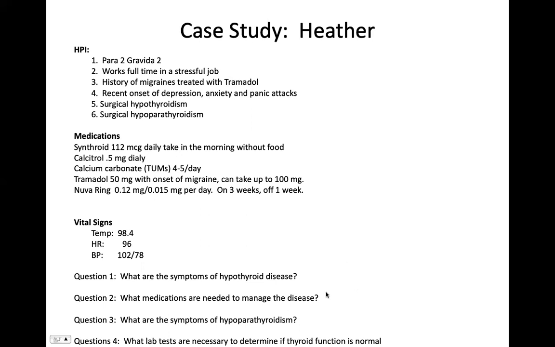Okay, so here are some questions that I want you to think about. What are the symptoms of hypothyroid disease? What medications are needed to manage the disease? What are the symptoms of hypoparathyroidism? And what lab tests are necessary to determine if thyroid function is normal? All right, so these are things that, first of all, before you even say she's depressed or she's crazy with panic attacks, you need to understand her thyroid, right?